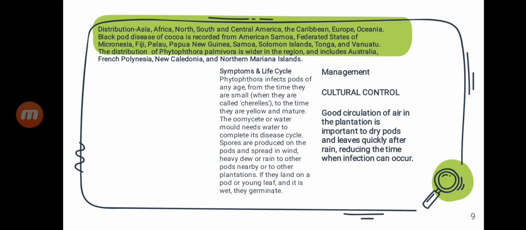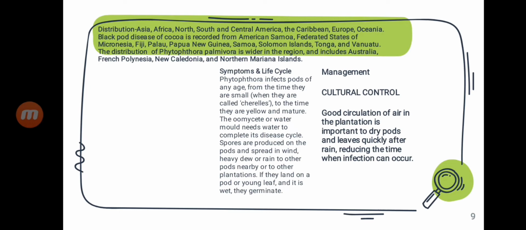Phytophthora infects pods of any age, from the time they are small to the time they are yellow and mature. The oomycete or water mold needs water to complete its disease cycle. Spores are produced when the pods spread in wind, heavy dew or rain to other pods nearby or to other plantations. If they land on a pod or young leaf and it is wet, they germinate.